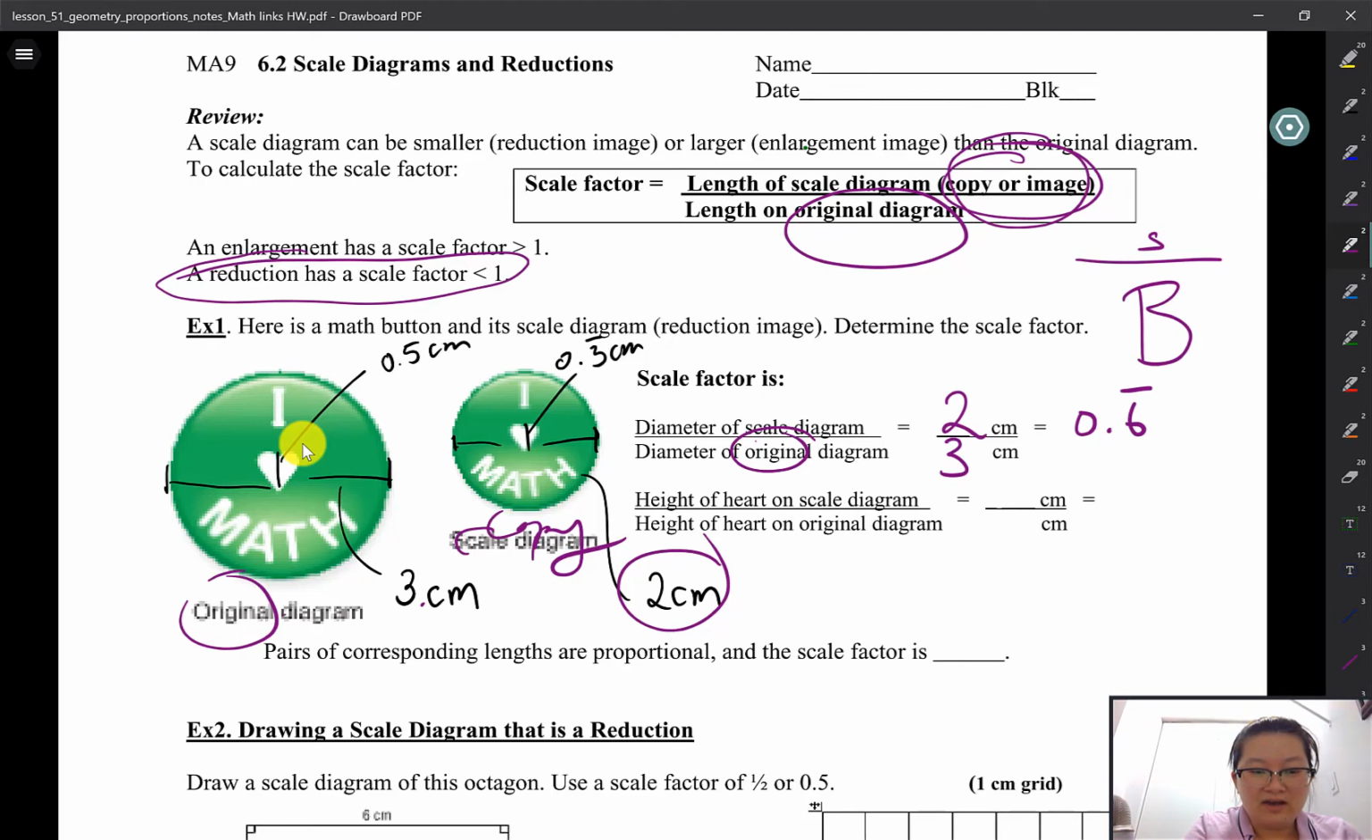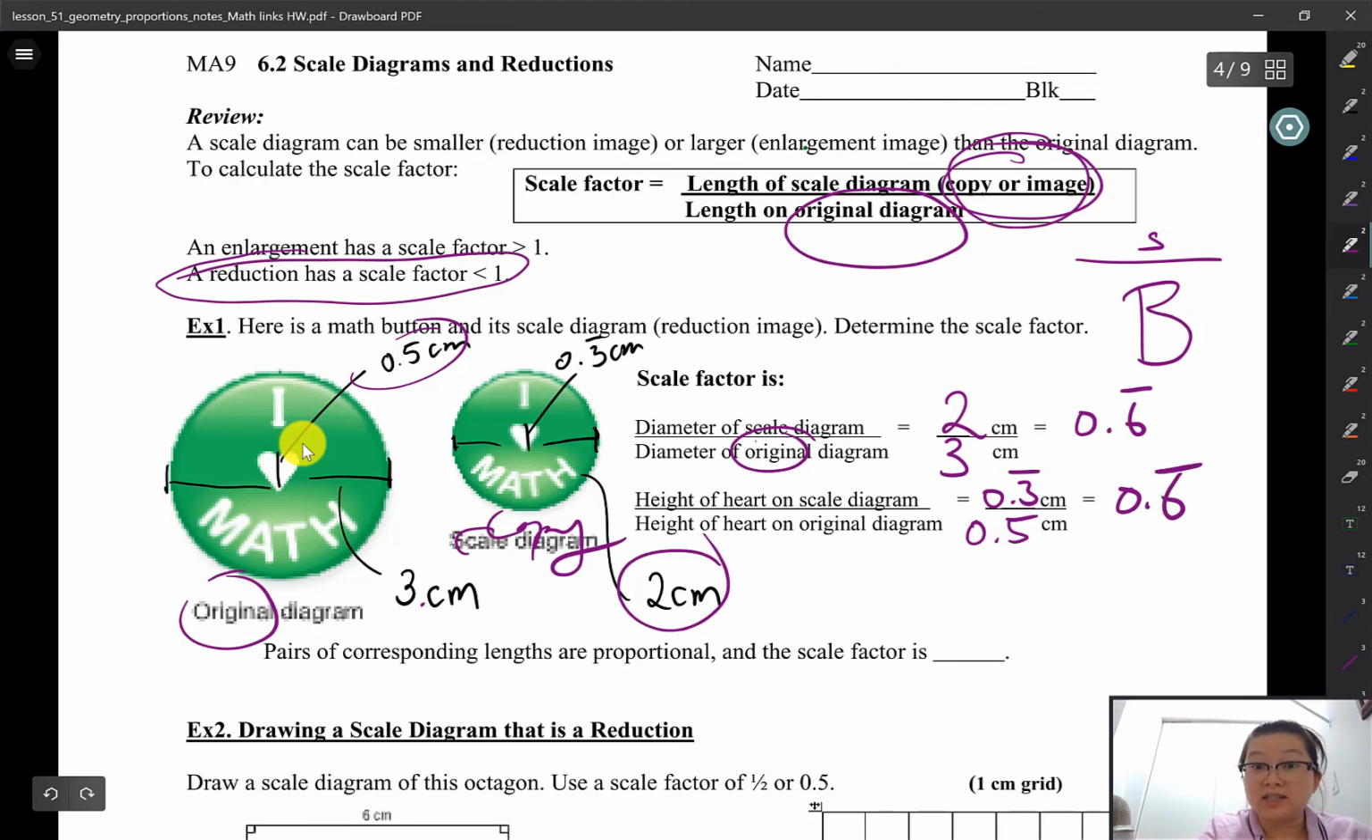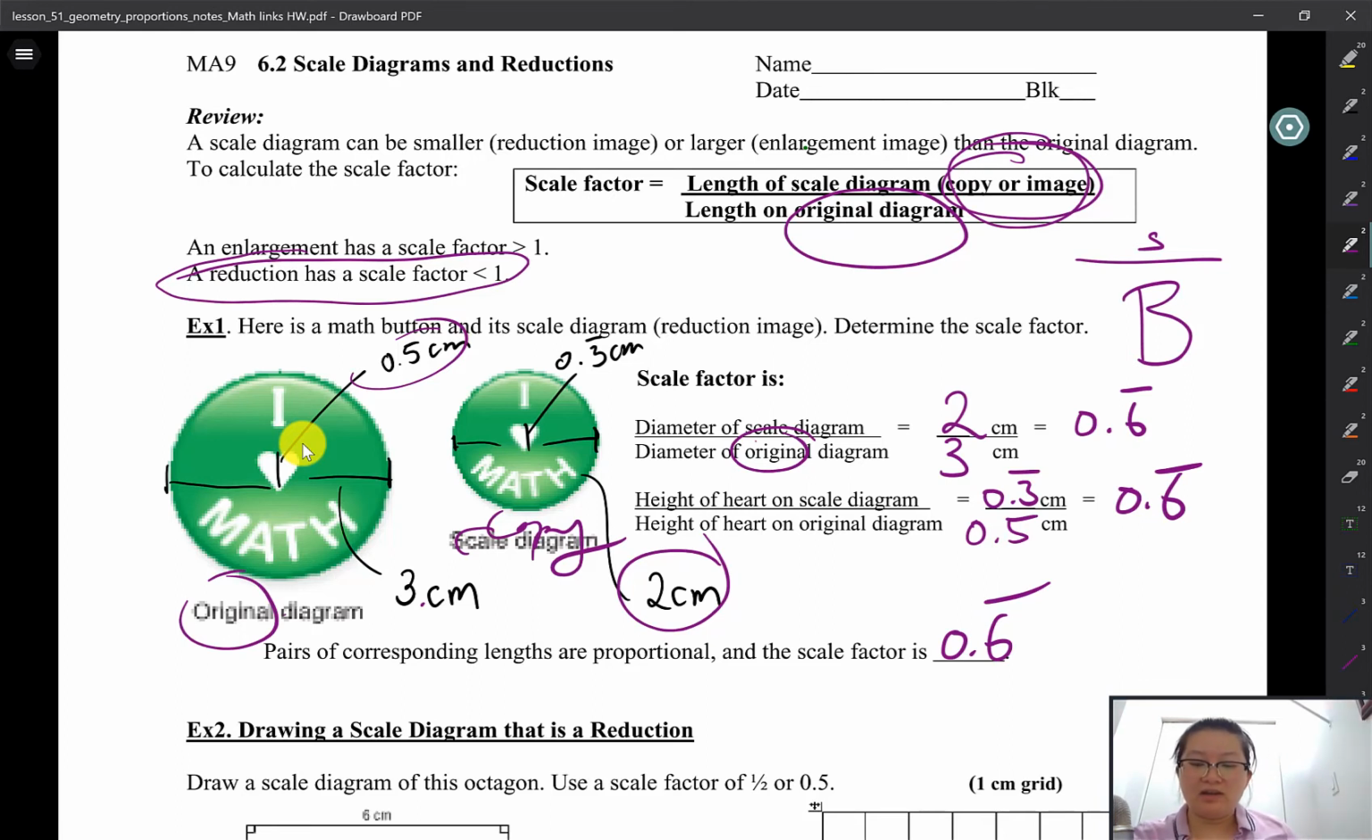For the heart, for the copy, I have 0.3 repeated. And then for the original, I have 0.5. So if I do on my calculator 0.3333 divided by 0.5, I'm going to get 0.6 repeated, which is exactly the same as the top. These corresponding lengths are proportional, therefore the scale factor for this whole thing is 0.6 repeated, or if you wanted to write it as a fraction, it's probably better this way. 2 over 3 is the fraction for that.